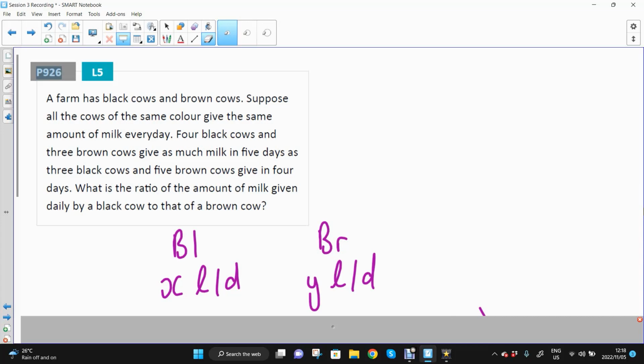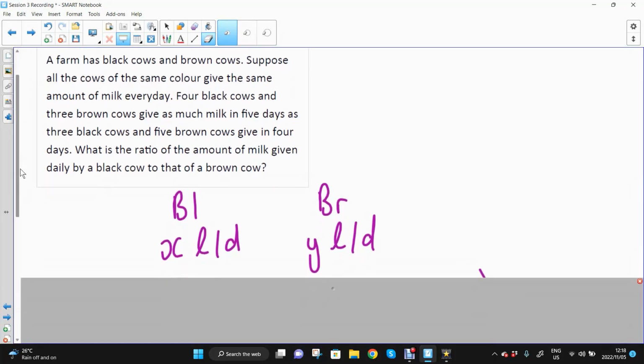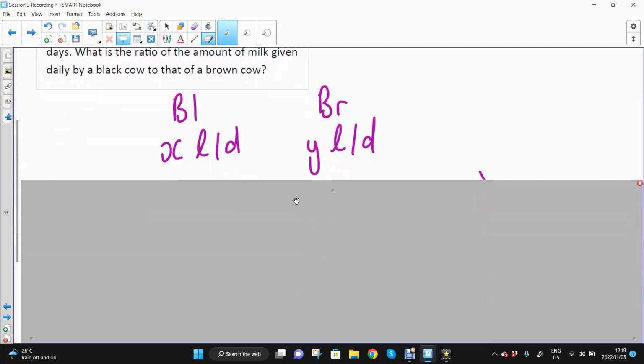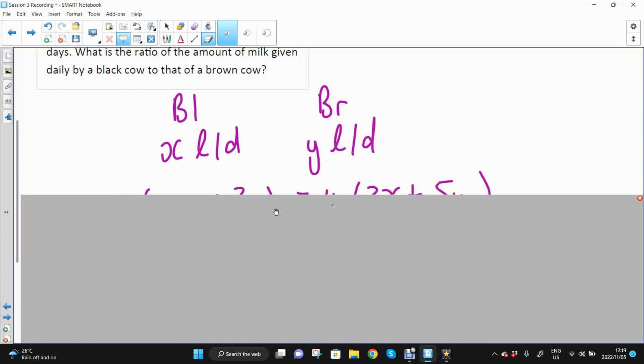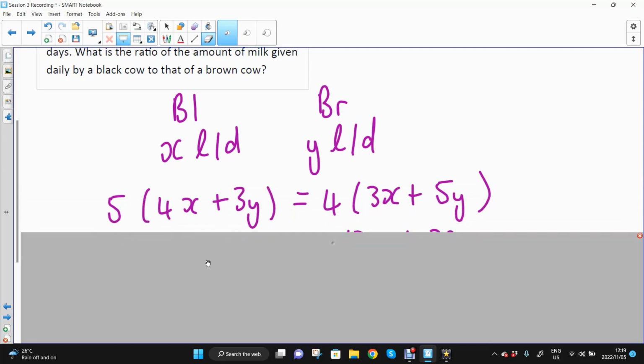So this is technically an equation that you need to set up. Your left, which is your first scenario, is going to be equal to your right, which is your second scenario, and that will give you the same amount of liters of milk. So if you look at my first scenario, this is in 5 days, my 4 black cows. So to get the amount of liters in 5 days, so that's 4 black cows. I know that black cows can give me X amount of liters per day, so I'm timesing that by 4, plus my 3 brown cows, and I times that by 5 because that's for 5 days.